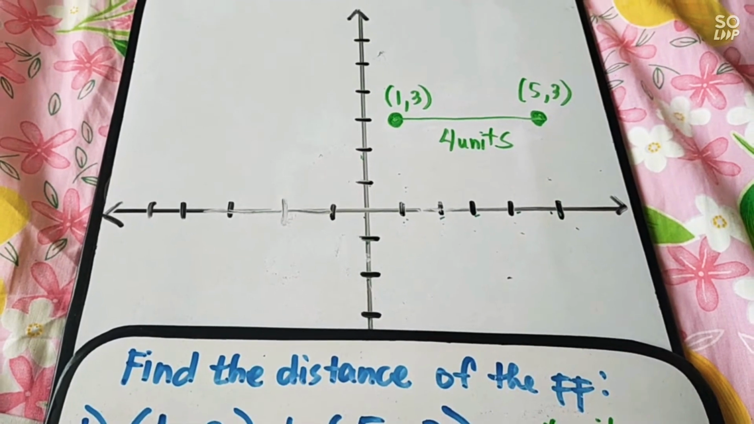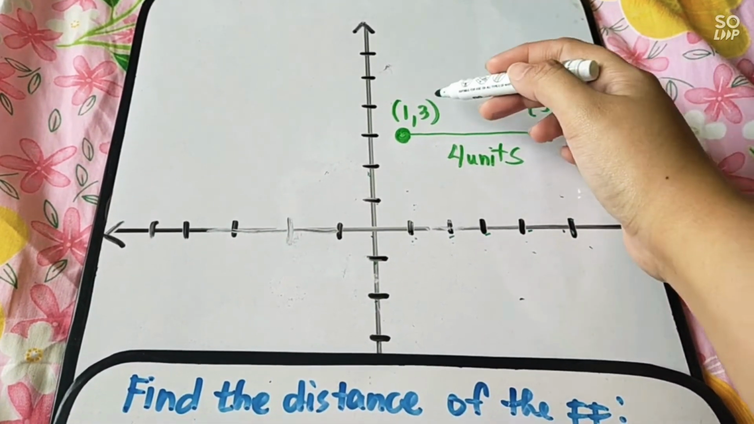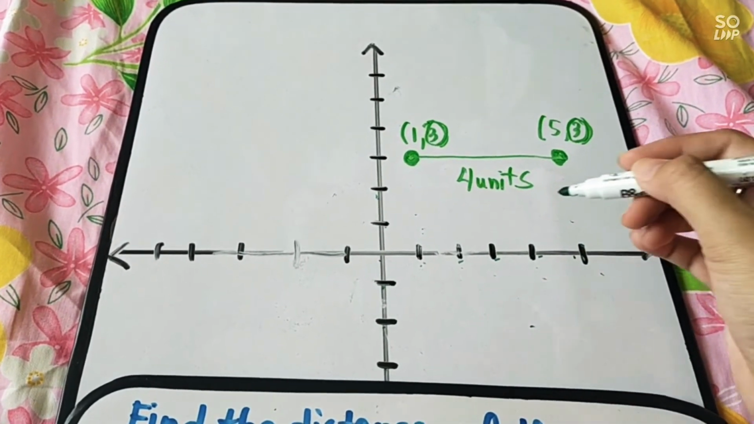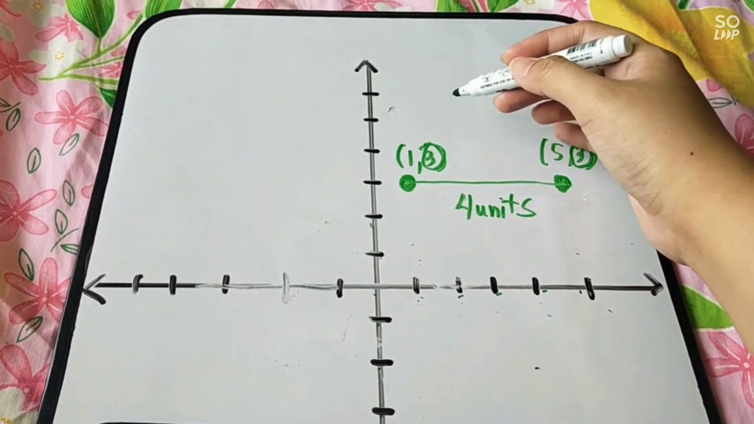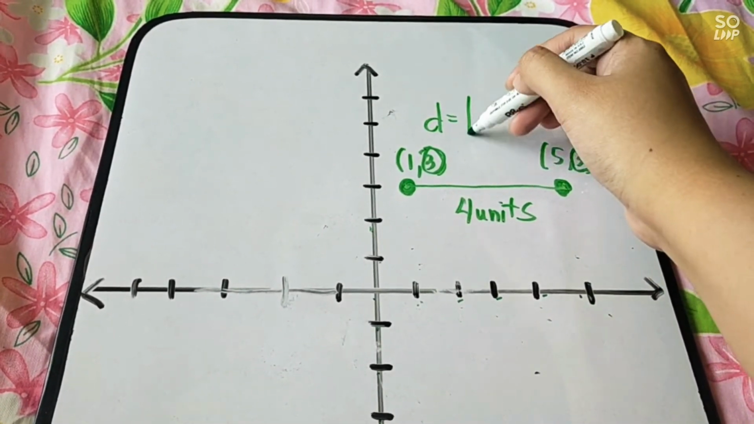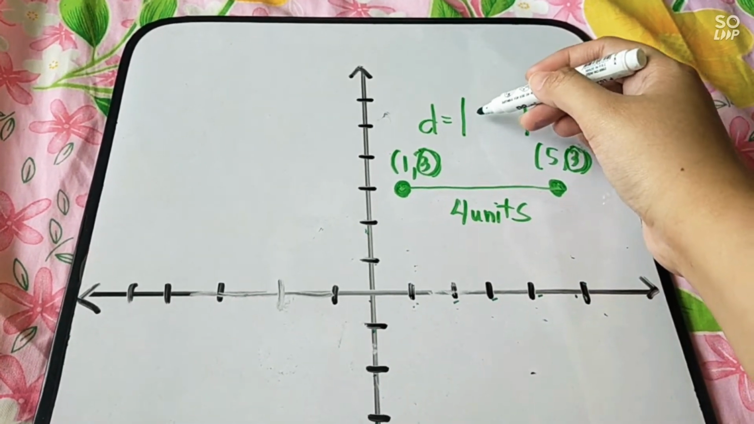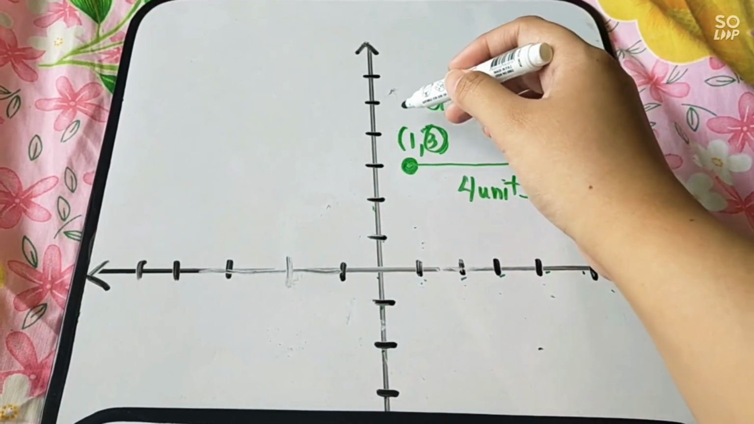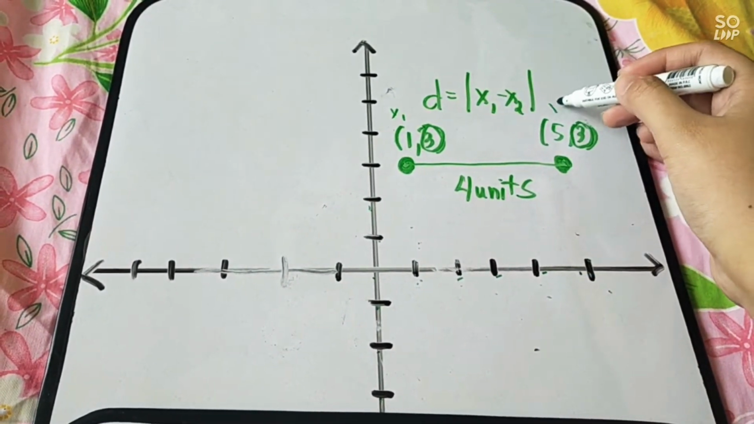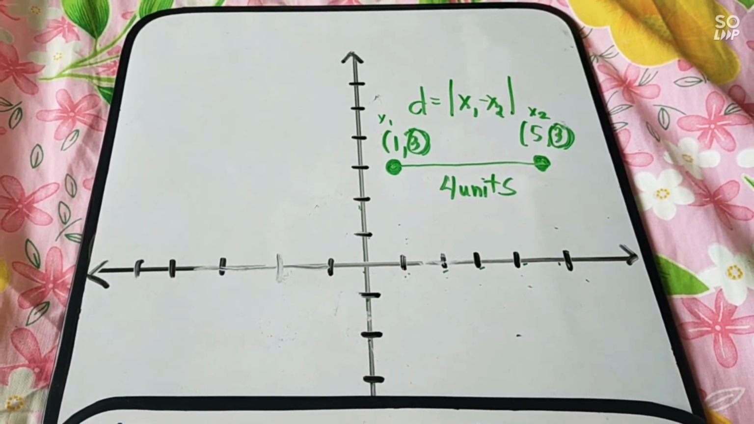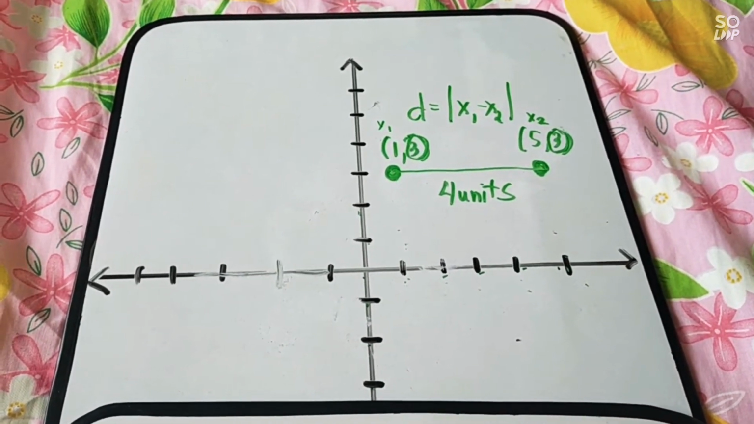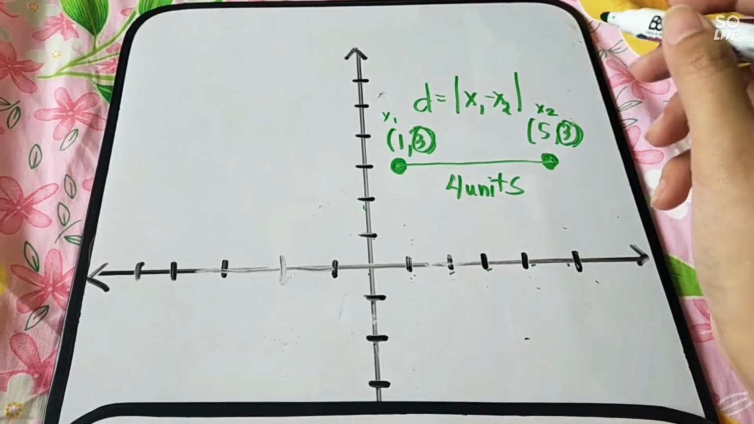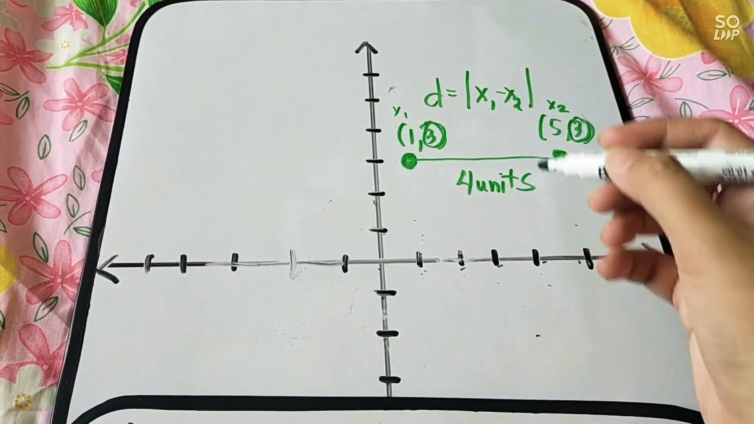Or simply, when you see the same y, what will you do? You are going to solve for the distance using the absolute value of x sub 1 minus x sub 2. So, this one is x sub 1, and this one is x sub 2. Why absolute value? Because our answer should always be positive. Remember this when the y is the same. This is what we will use. So, let us solve.